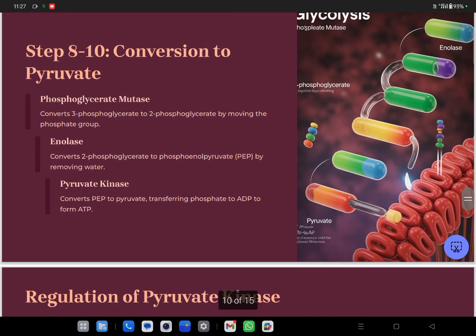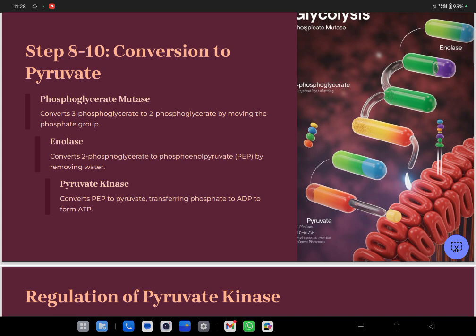Step 8 to 10 is the conversion to pyruvate. The enzyme is phosphoglycerate mutase. This converts 3-phosphoglycerate into 2-phosphoglycerate by moving the phosphate group. The phosphate group was at the 3rd carbon. It goes to the 2nd carbon. Then enolase. What enolase does is it converts 2-phosphoglycerate to phosphoenolpyruvate, PEP, by removing water. Water is removed over here.